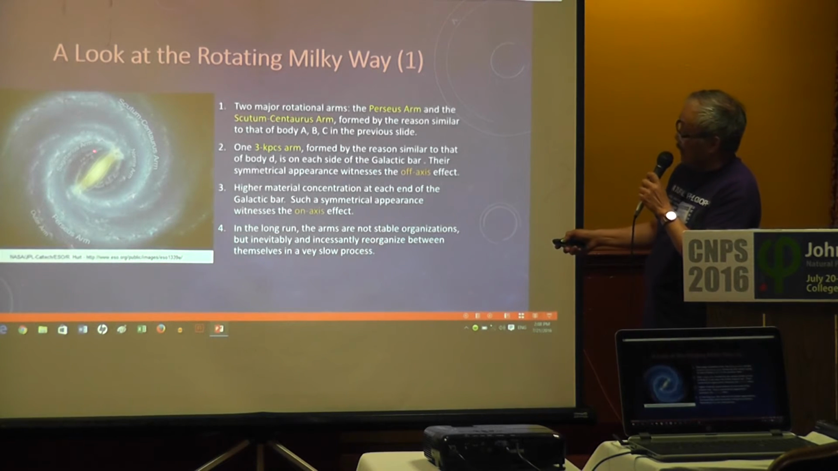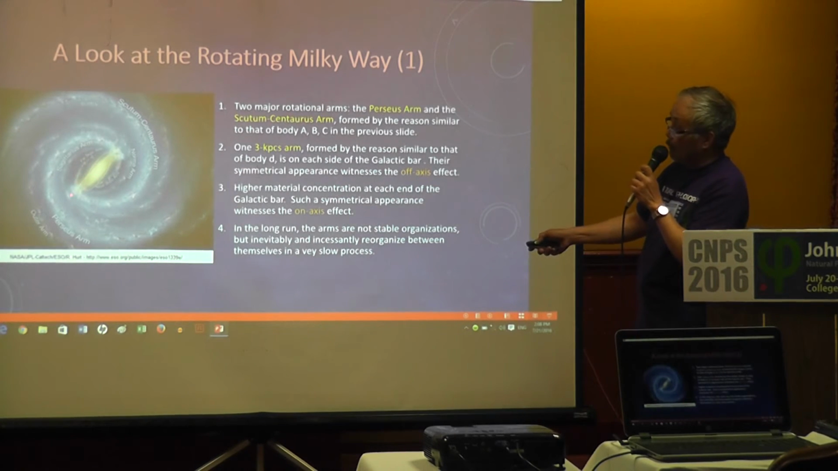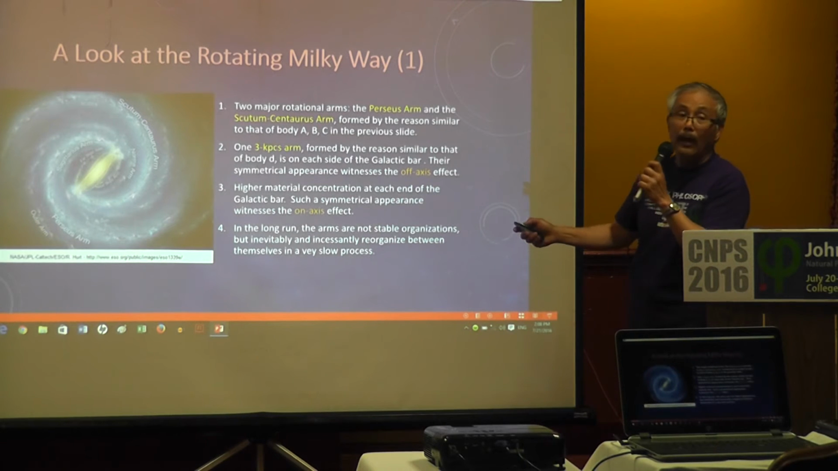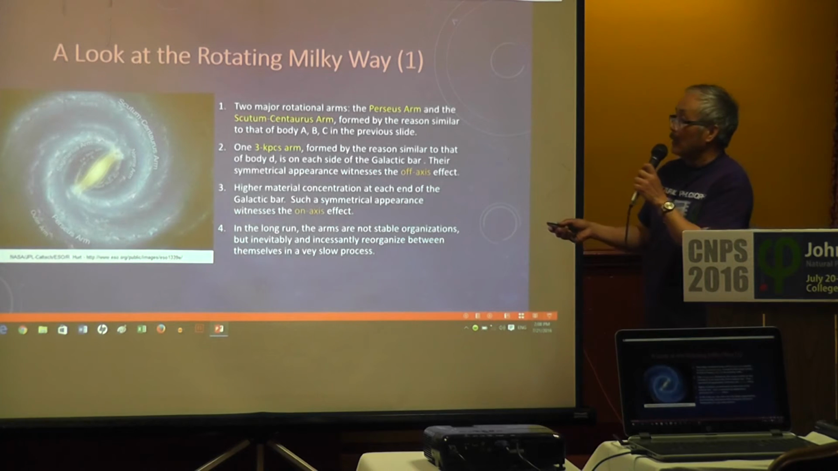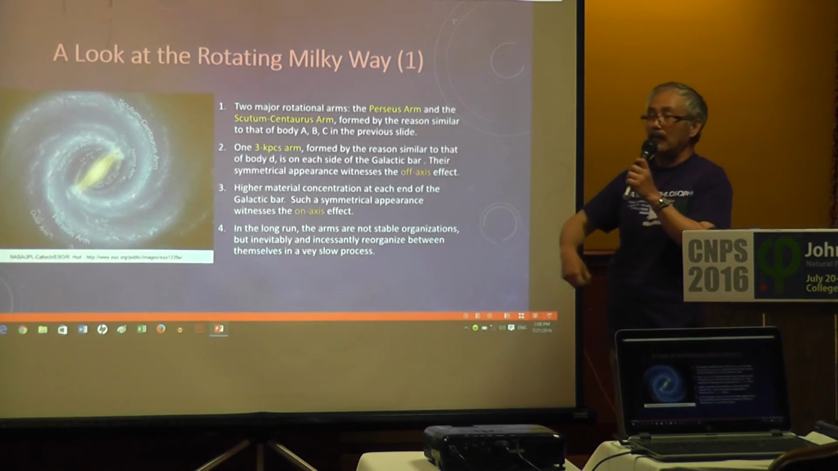Okay, on this picture, we will see this far 3 kpc arm, and then the near 3 kpc arm. It is formed by material as pointed out by the D. And at both ends of the bar, this galactic bar, the on-axis effect is stronger. That's why we spot higher material concentration at the end of this bar. And also, we have two major spiral arms. That is what we see with the material A, B, C in the previous picture.